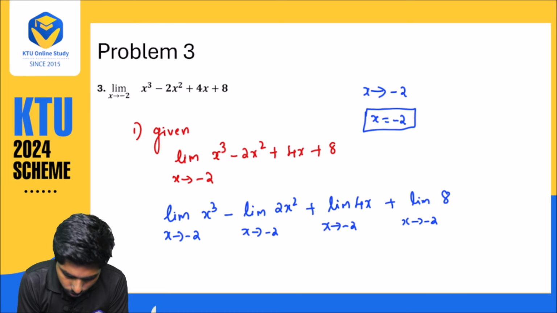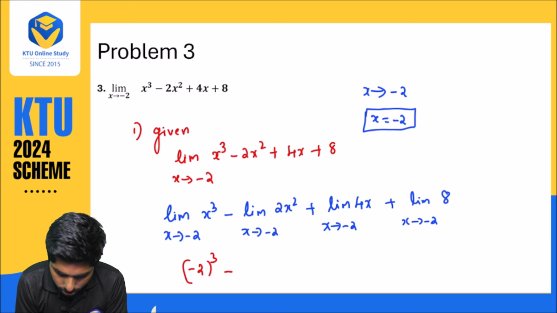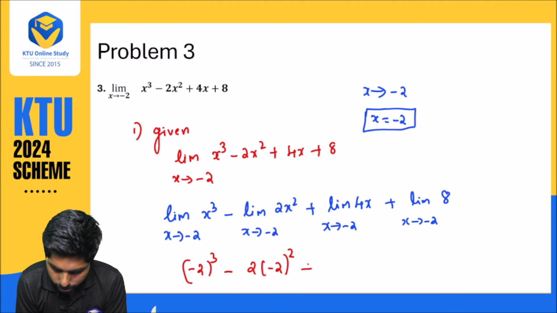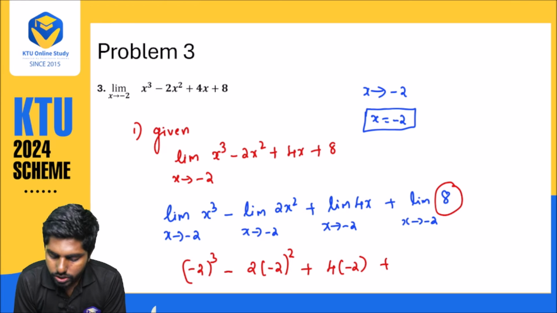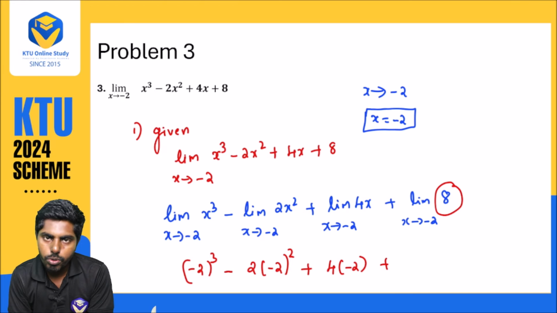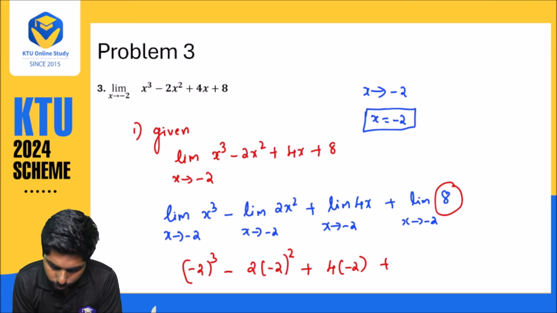We will be getting, what is the value here? Here we will be getting (minus 2) the whole cube, minus 2 into (minus 2) the whole square, plus 4 into minus 2, plus the constant function. So what is the value it approaches? We will be getting 8 only. So we will be getting 8.